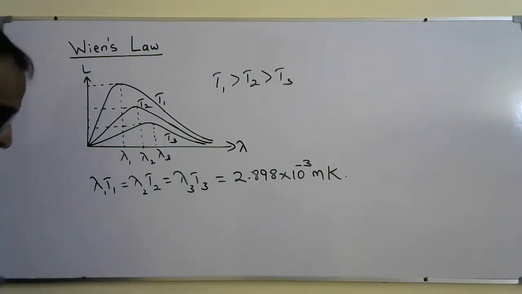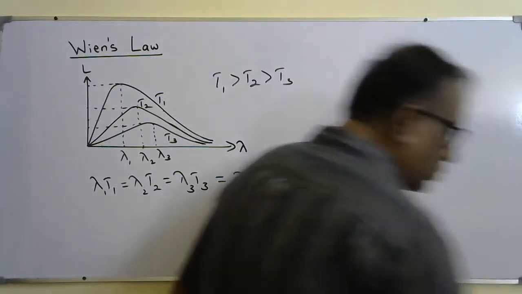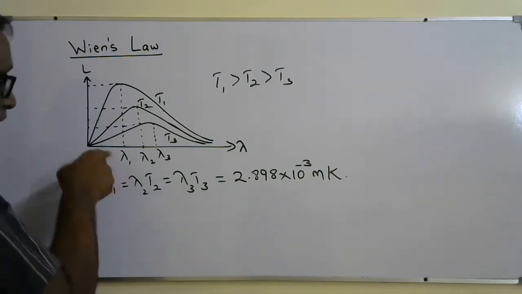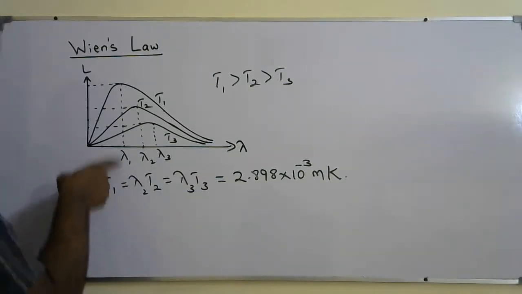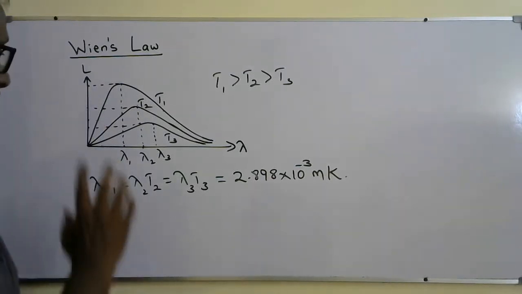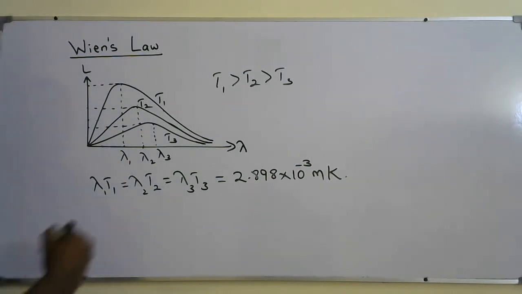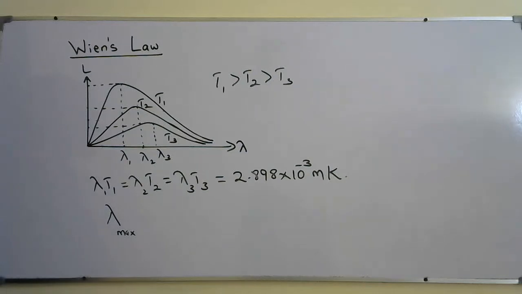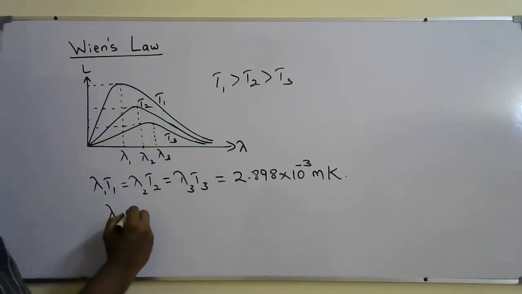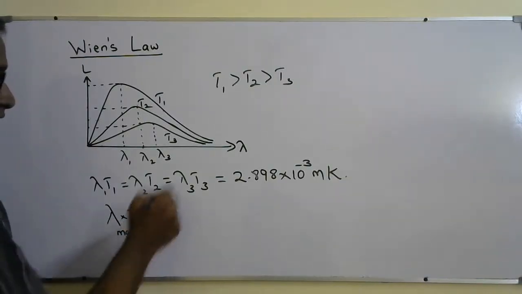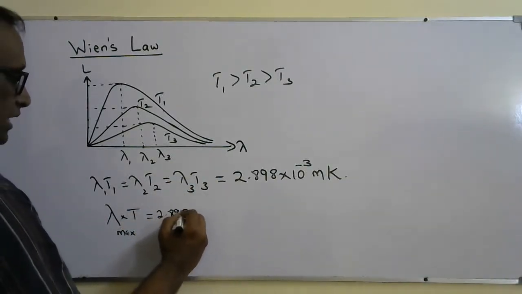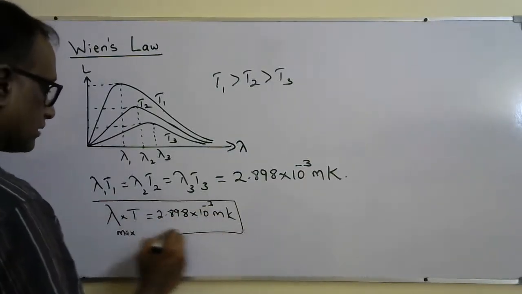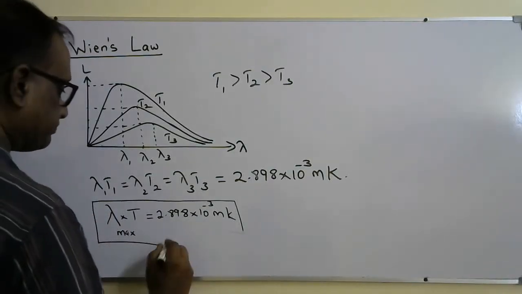Okay, so generally we write this equation like this. Lambda 1, lambda 2, lambda 3 all correspond to the wavelength which gives the highest luminosity at that particular temperature. So we write lambda max. Lambda max does not mean maximum wavelength. The wavelength that corresponds to the peak luminosity times the temperature of the black body is equal to a constant, which is 2.898 × 10^-3 meter Kelvin. This relationship is Wien's law.